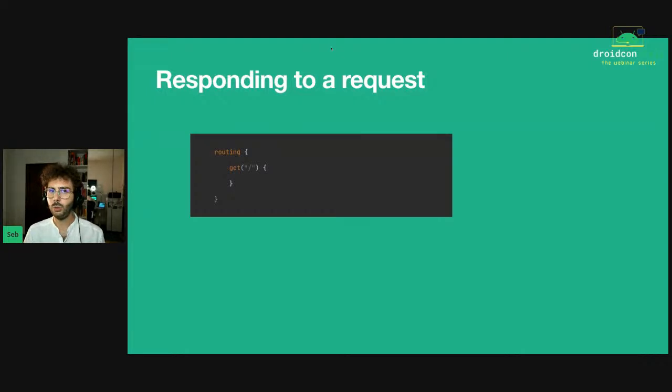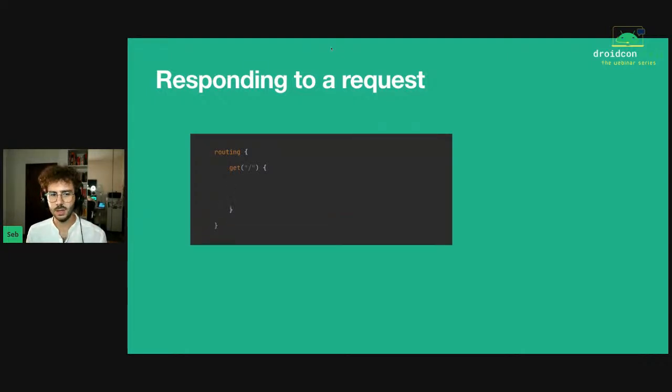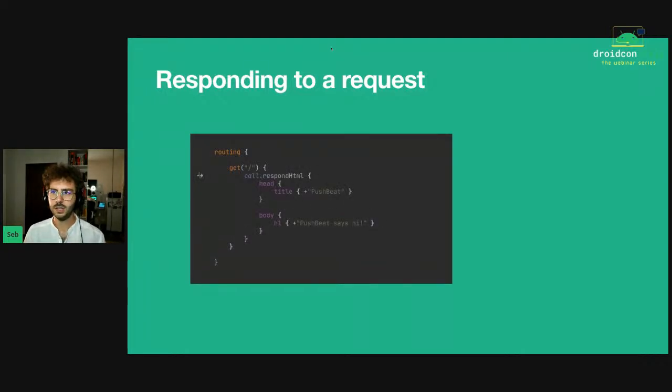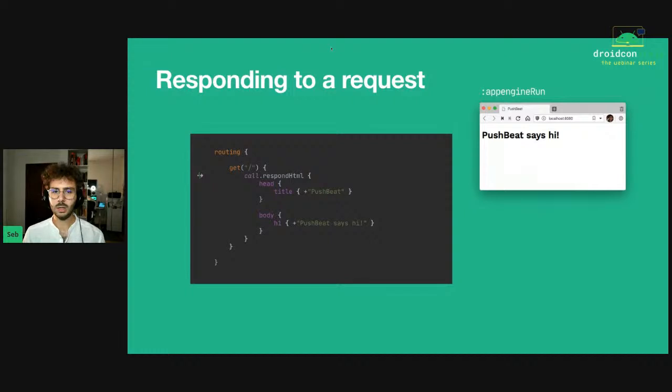Now, how do we actually handle those requests? Well, for example, if we want to respond with HTML, we can use the HTML DSL feature, that kotlinx.html. The support in Ktor is done through the dependency that we added to the project that I showed you earlier. If you run the project locally with the app engine run Gradle task, you just navigate to the root and you get the response.